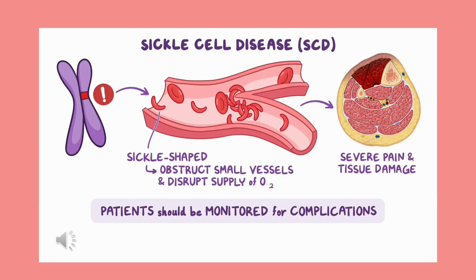As you can see here in the picture, this blockage can lead to severe pain, tissue ischemia, and damage. And over time, this tissue damage can result in long-term complications and organ dysfunction. So a critical aspect of care for patients with sickle cell disease is continuous monitoring for complications such as acute pain crises, infection, and organ damage.